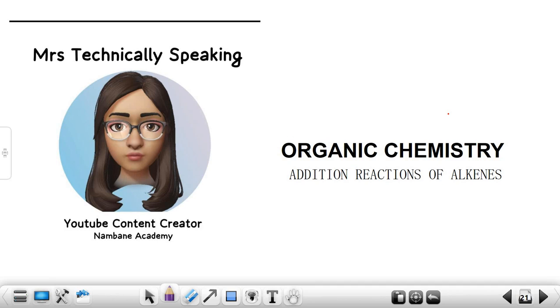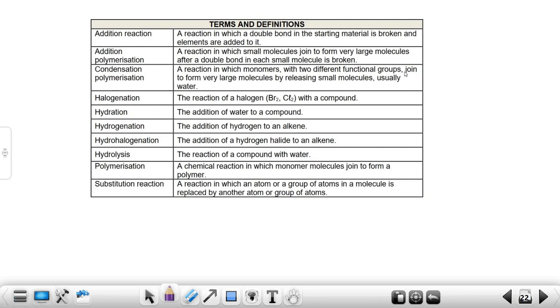Technically Speaking, and today I'll be dealing with organic chemistry, specifically focusing on the addition reactions of alkenes. So let's look at all the definitions of the reactions because the definitions will give us greater understanding in how things work. So we are definitely going to focus on addition reactions of alkenes.